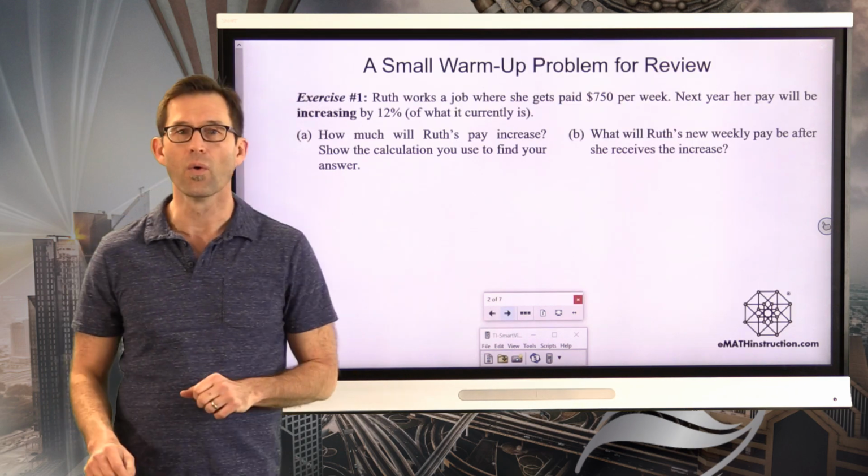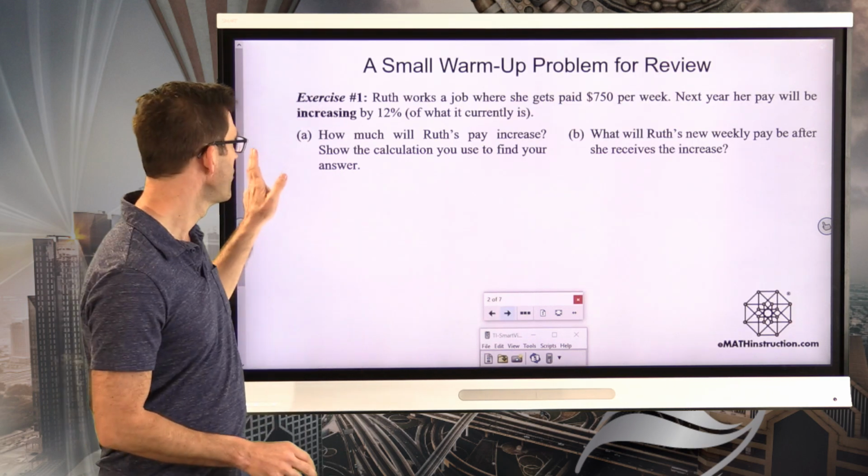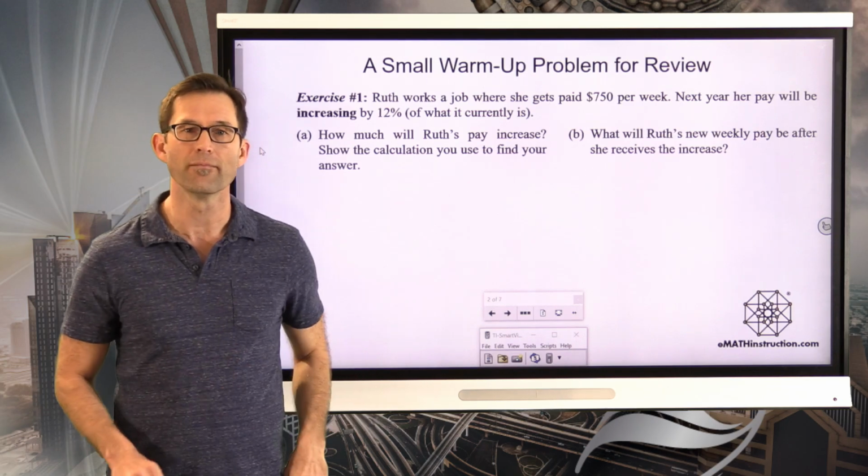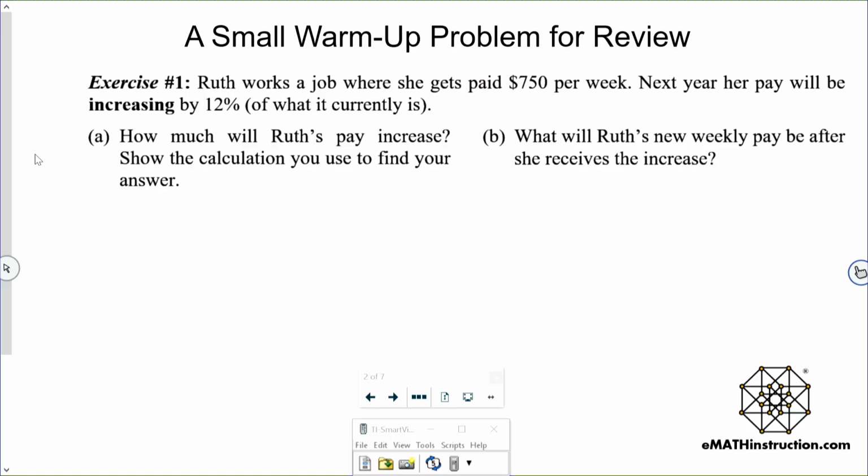Here we go. A small warm-up problem for review. Exercise number 1. Ruth works a job where she gets paid $750 per week. Next year, her pay will be increasing by 12% of what it currently is. Letter A, how much will Ruth's pay increase? Show the calculation you use to find your answer.